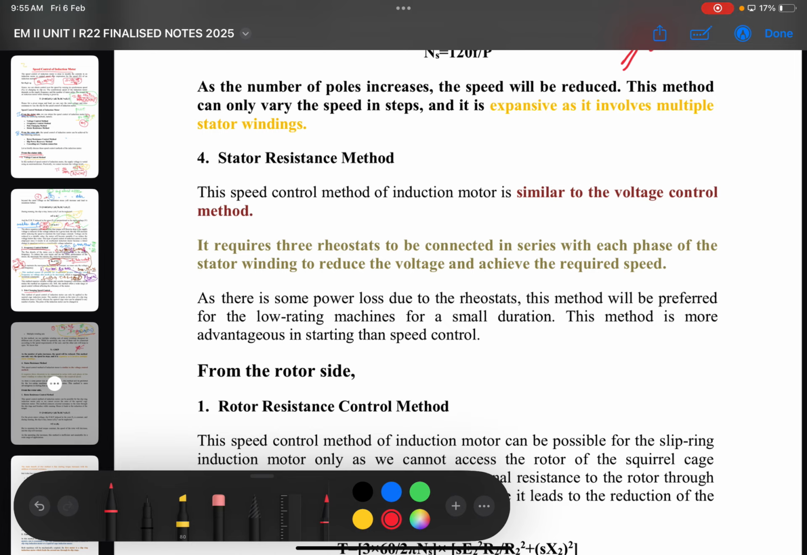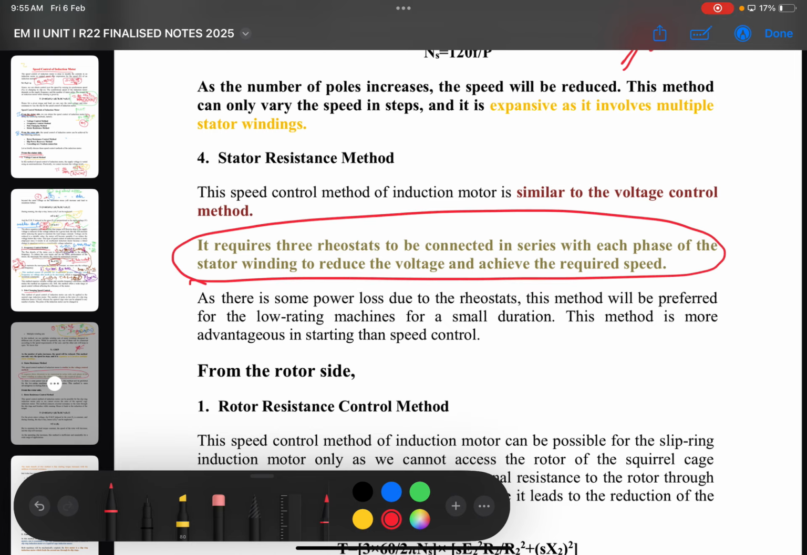So it's like a stator resistance control method. So what is this point here? It requires three rheostats to be connected in series in each phase of the stator winding to reduce the voltage and achieve the required speed here. So not this automatic regulator, we have this olden five knob regulator.